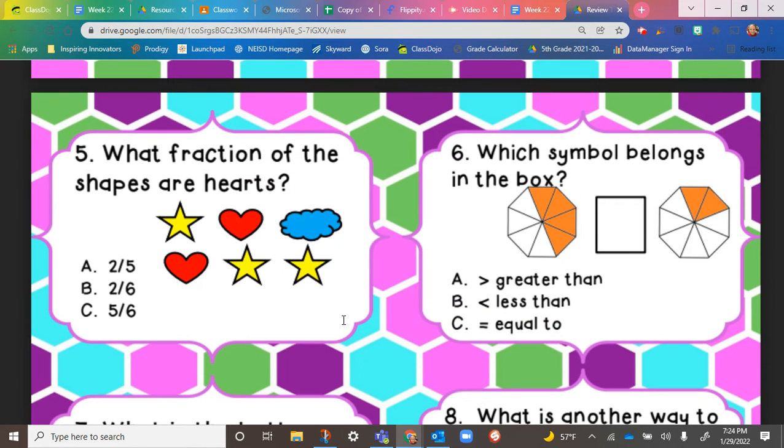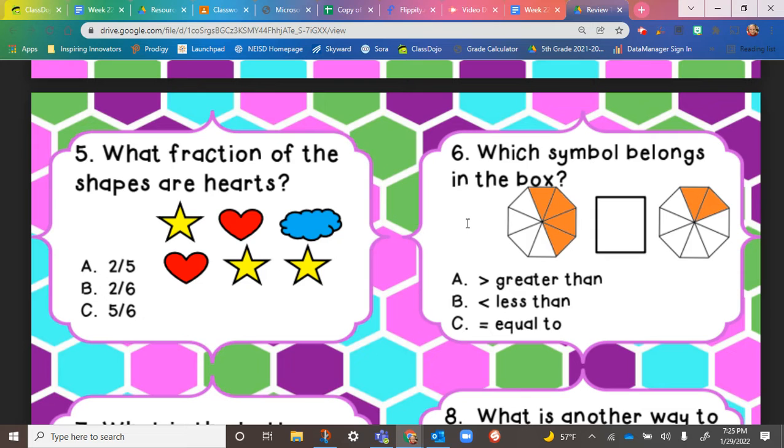Number 5, what fraction of the shapes are hearts? So here I see that there are 2 hearts and there's 6 shapes total. So 2 out of the 6 shapes are hearts.